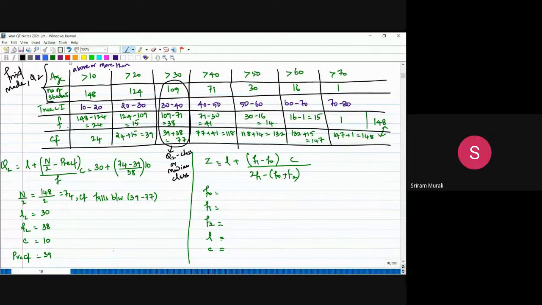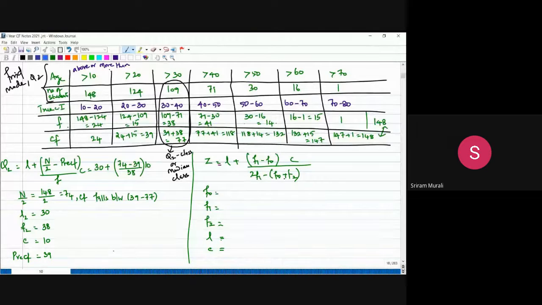The same way, the next one is mode. What is mode? Highest in the frequency. Yesterday I said, this is your frequency. So what is the highest here? This is my highest. Am I right?